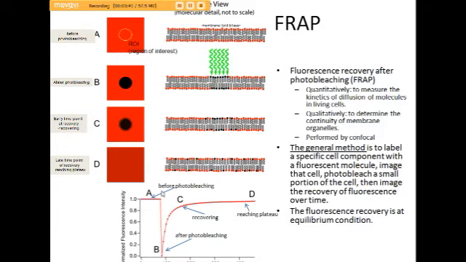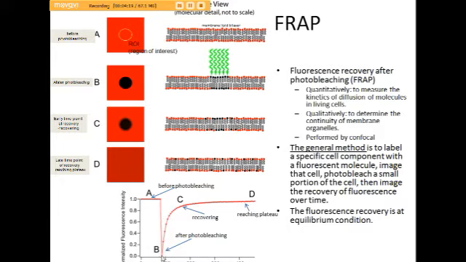FRAP is usually done in a time-lapse fashion. Here is an intensity versus time plot. This intensity is monitoring the intensity within this ROI. This is before photobleaching. You can see that the intensity remains constant, assuming that photobleaching is negligible. Here is photobleaching. Within a very, very short time, the molecules in the ROI are photobleached, so the intensity drops down to 0 here.